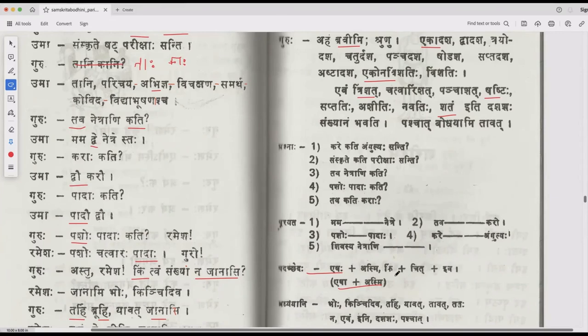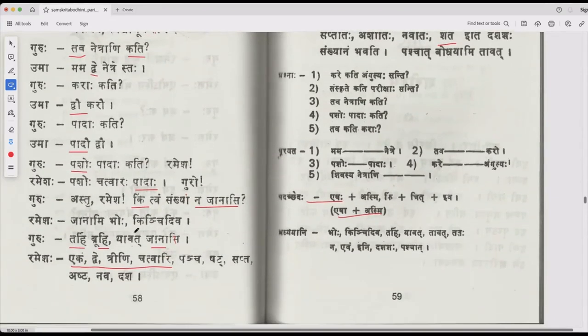Okay. Kim plus chit plus iva. See here, kinchidiva. Janami bhoho kinchidiva. When the teacher asks, do you know the sankhya? He says, janami bhoho kinchidiva. I know a little bit. So, kim chit plus iva. Kinchidiva. It joins like that. So, chit would be little, right?